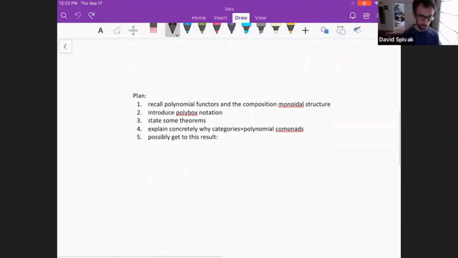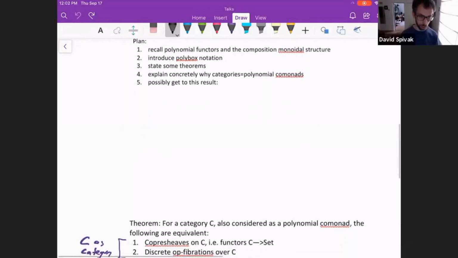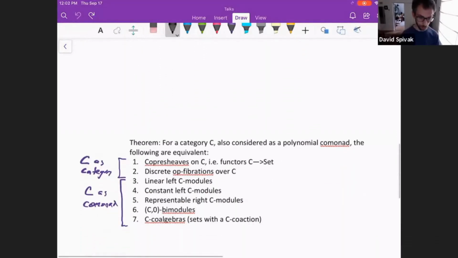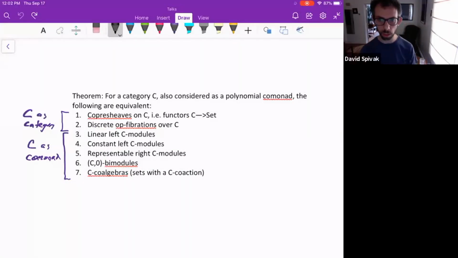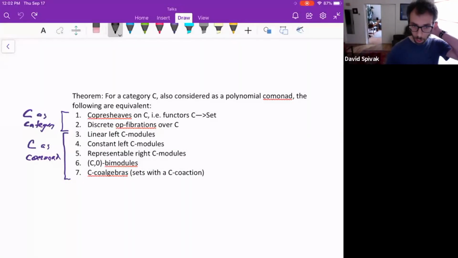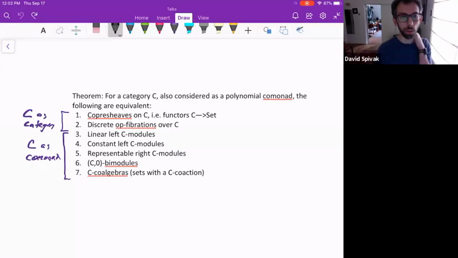And possibly I'll get to this other result, which is a corollary of a result by Richard Garner. Basically, if you have a category C, and again, you can always consider categories as polynomial comonads. Sorry, it's a bit slow. My internet connection is not great. So if you have a polynomial comonad or a category, they're the same thing. The following are equivalent. So you could see C as a category and look at the functors from C to set.